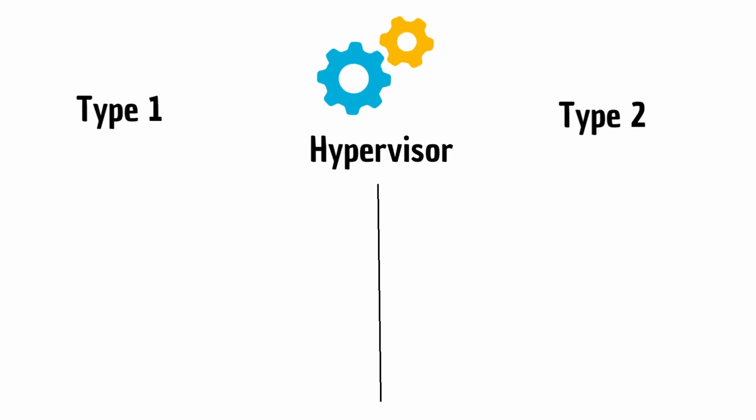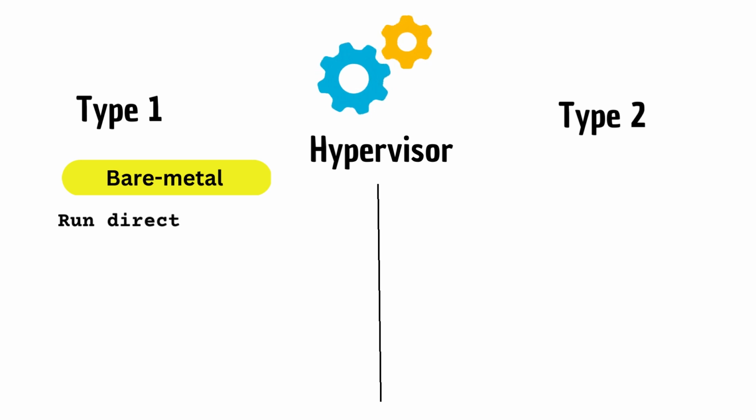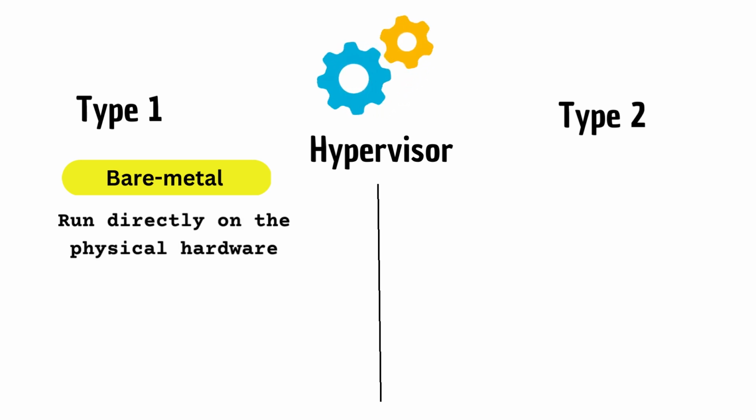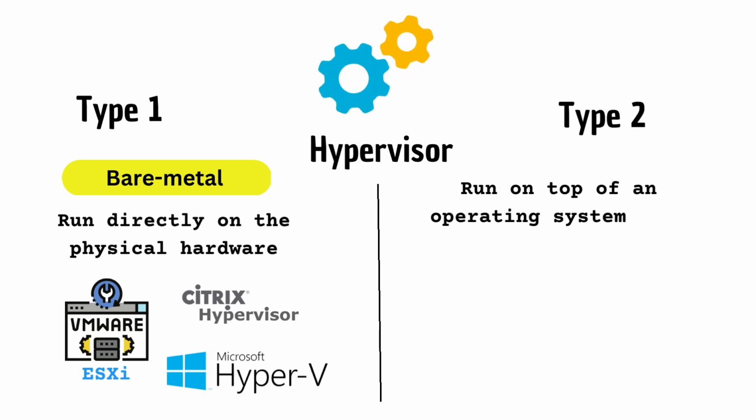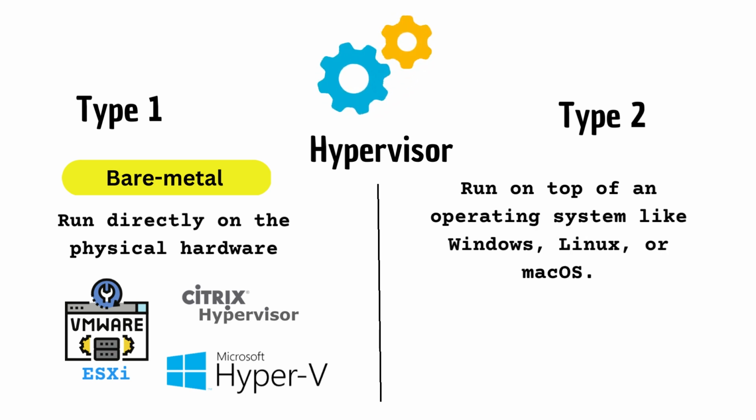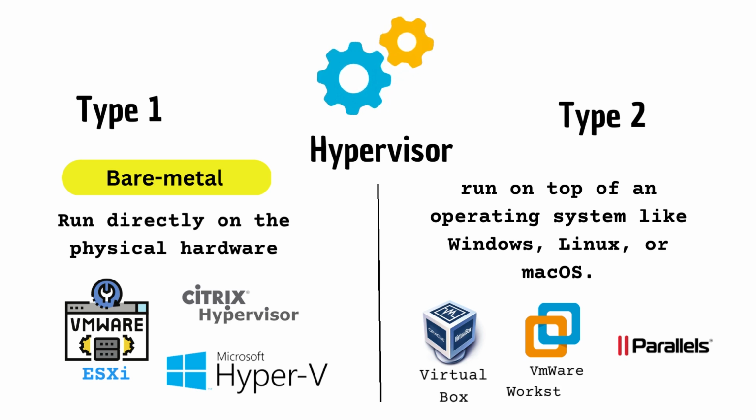Type 1 hypervisors, also known as bare metal hypervisors, run directly on the physical hardware of your computer. Examples of Type 1 hypervisors include VMware ESXi, Citrix Hypervisor, and Microsoft Hyper-V. Type 2 hypervisors, on the other hand, run on top of an operating system like Windows, Linux, or macOS. Examples of Type 2 hypervisors include Oracle VirtualBox, VMware Workstation, and Parallels Desktop.